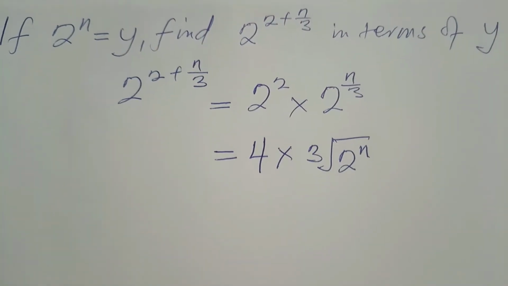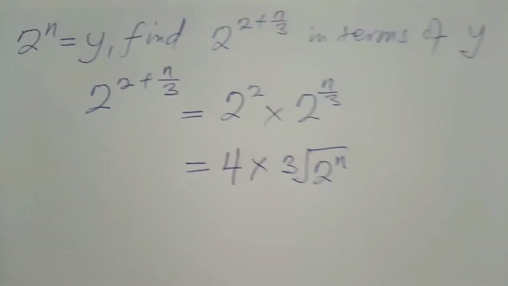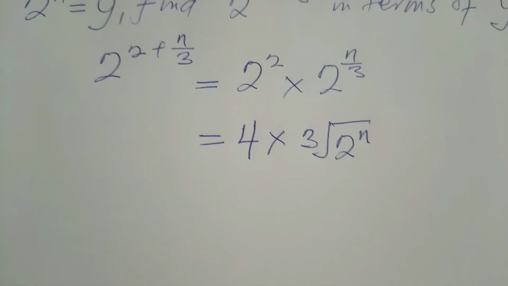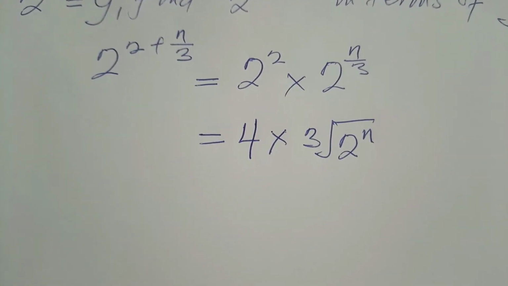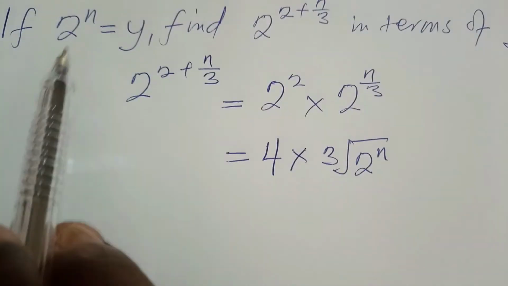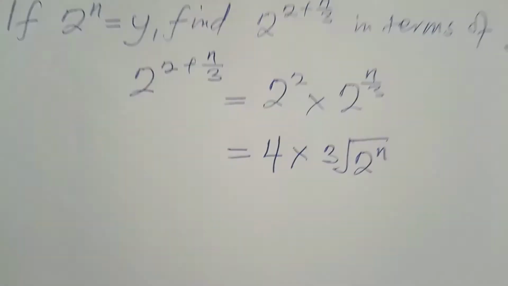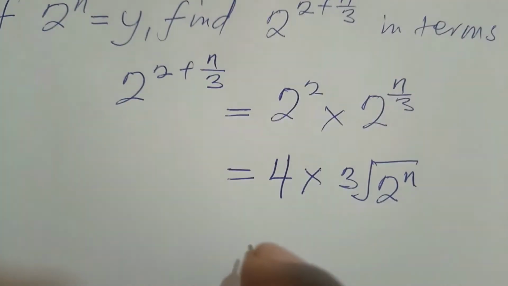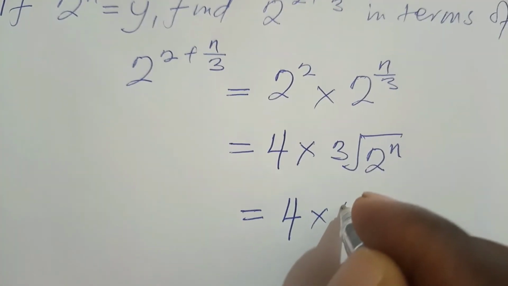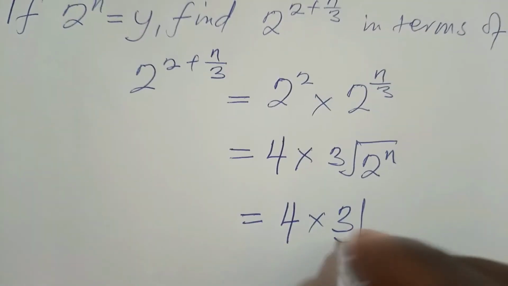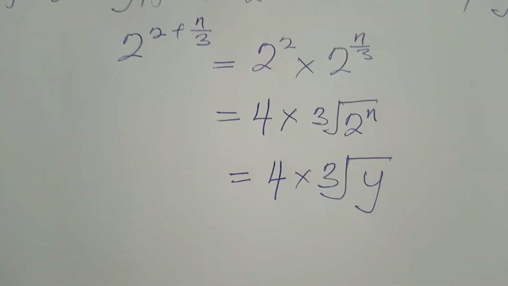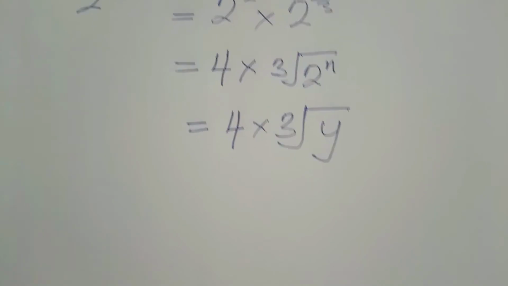If you don't get it well, you can go back and check my video on the laws of indices, and I took my time to explain that very well. So that will give us cube root of 2 exponent n. Then now we have this our 2 exponent n there, so whatever we see we fix in y. That will give us 4 times cube root of y, because 2 exponent n equal to y, so wherever we see 2 exponent n we fix y there.